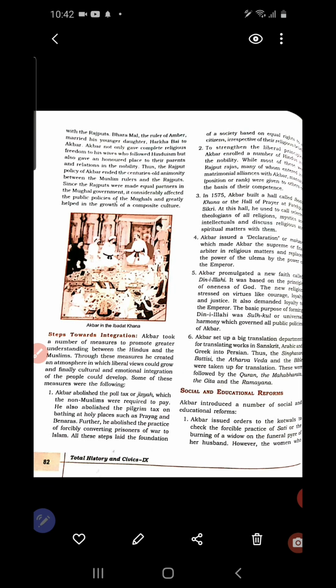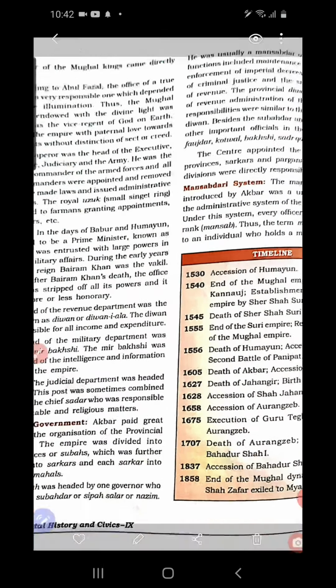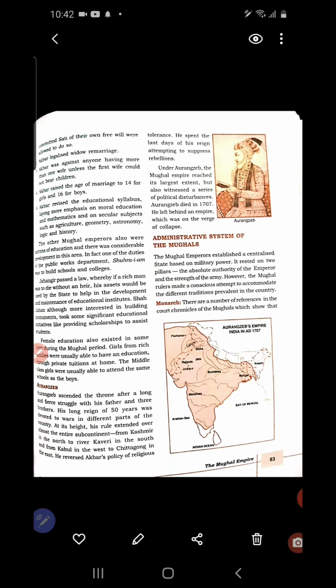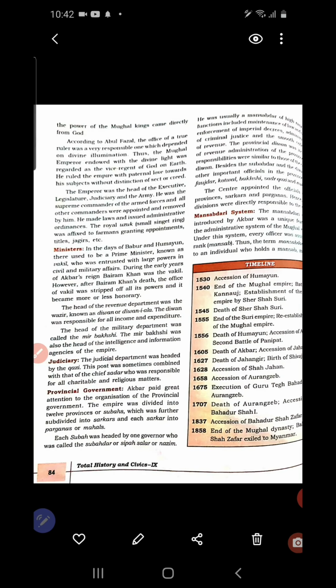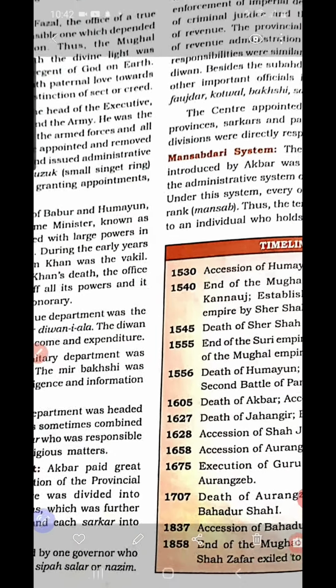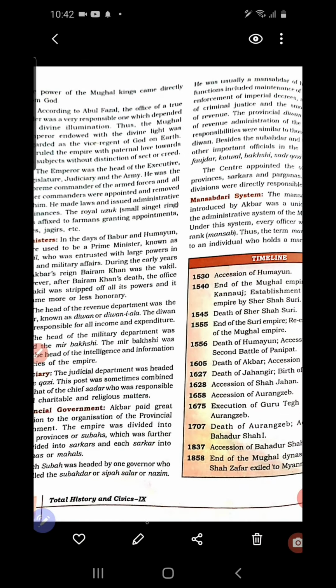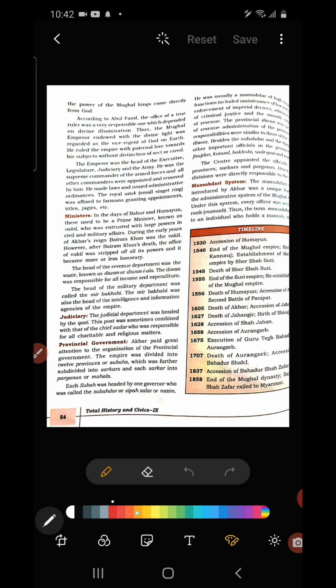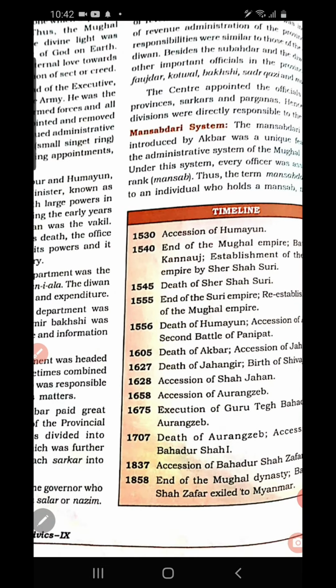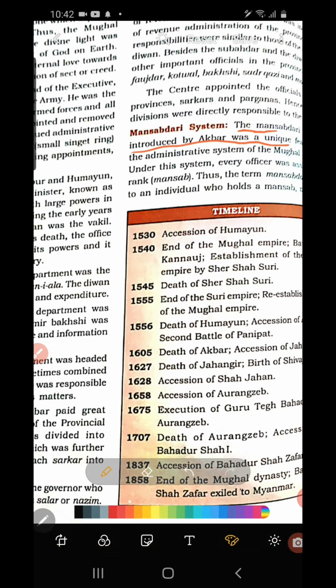Next, the important point we have to discuss is the Mansabdari system. In the administration system of the Mughals, you don't have to study all these things, because we only have to focus on Akbar. Regarding administration, one of Akbar's most important contributions was the Mansabdari system. What is the Mansabdari system? Giving ranking to the officials is called Mansabdari. It was introduced by Akbar and was a unique system of administration.